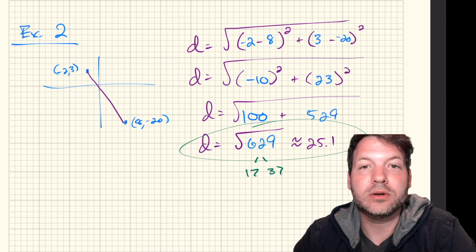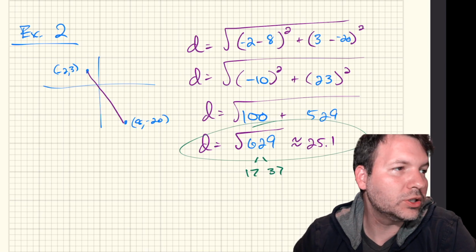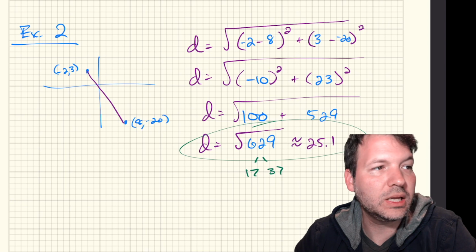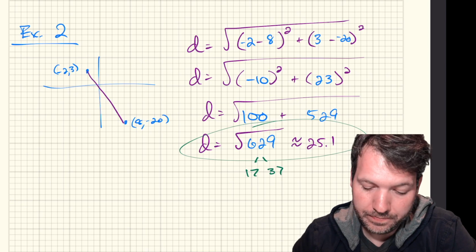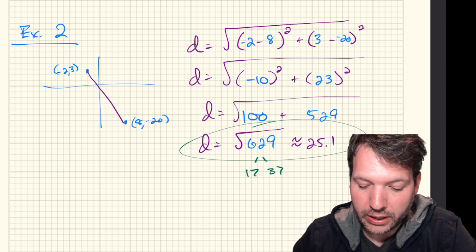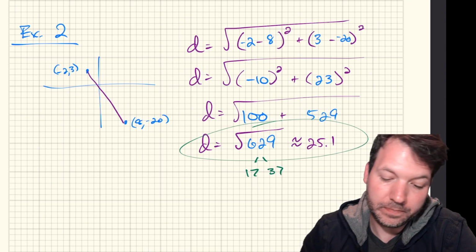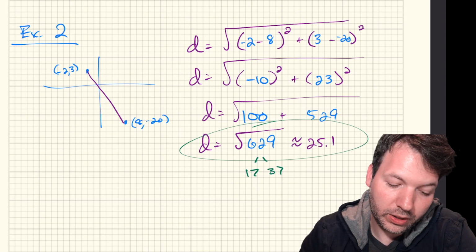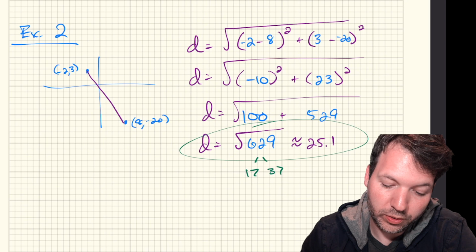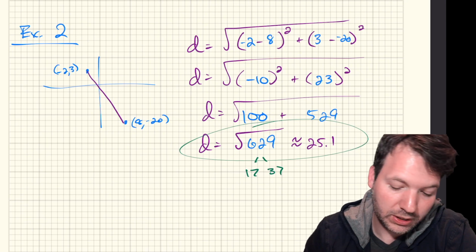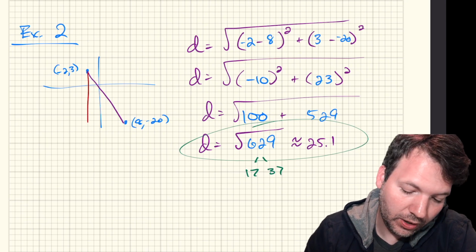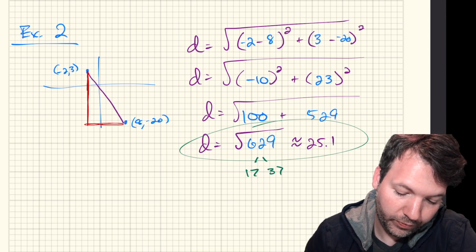So there's our answer. The distance between where she hit the ball at first and where she is hitting the ball now is root 629, or about 25.1. Now I mentioned earlier that this was one of the places where we might actually want to use the distance formula, but even here you can still get a sense of why the right triangle method would be helpful.